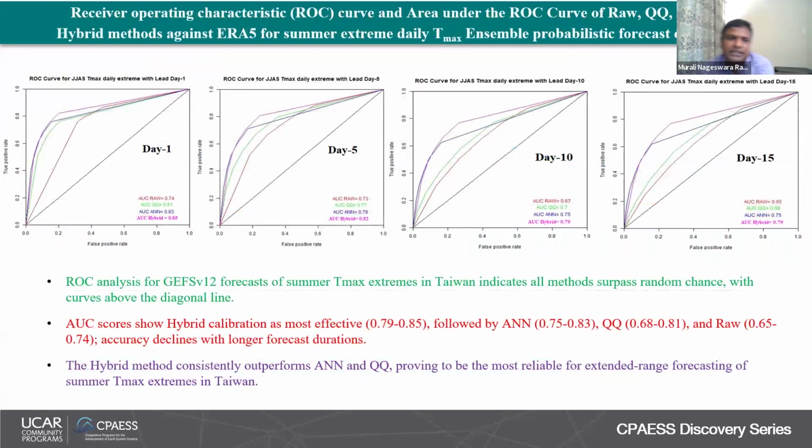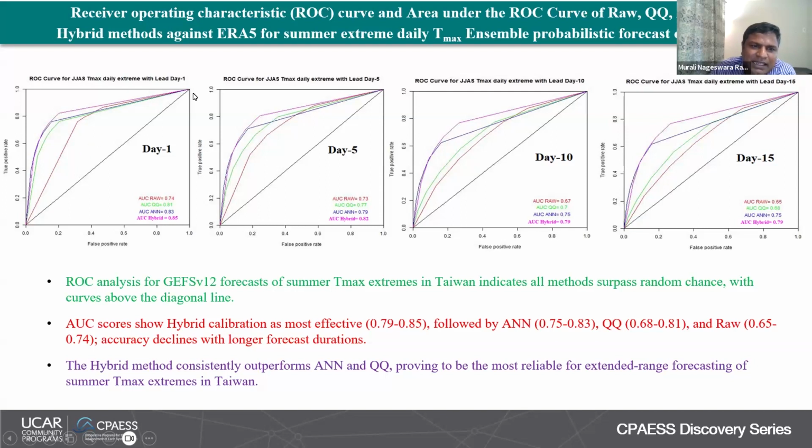And one more plot is for the ensemble probabilistic forecast. This is the ROC curve. If the curve lies along the diagonal line, that means the predictions are the same as the climatological forecast or reference forecast. If it is below this diagonal line, that means it is worse than the reference or climatological forecast. And if it is on the higher side and left side, that means it is better than the reference forecast or climatological forecast.